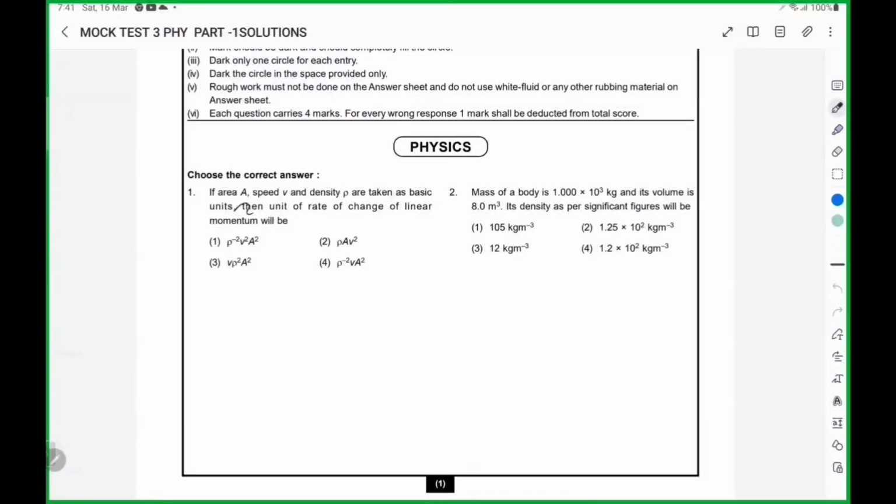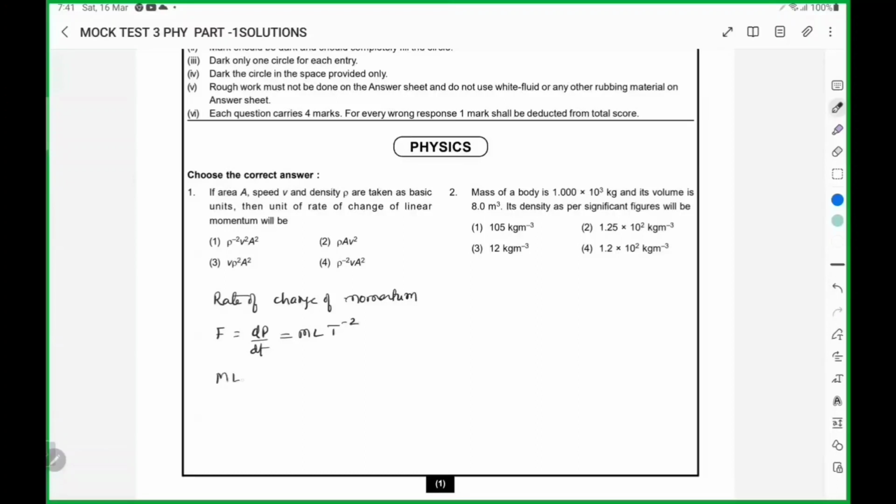Rate of change of momentum is taken as a basic unit. Rate of change of momentum is nothing but force, which has the unit M L T power minus 2.